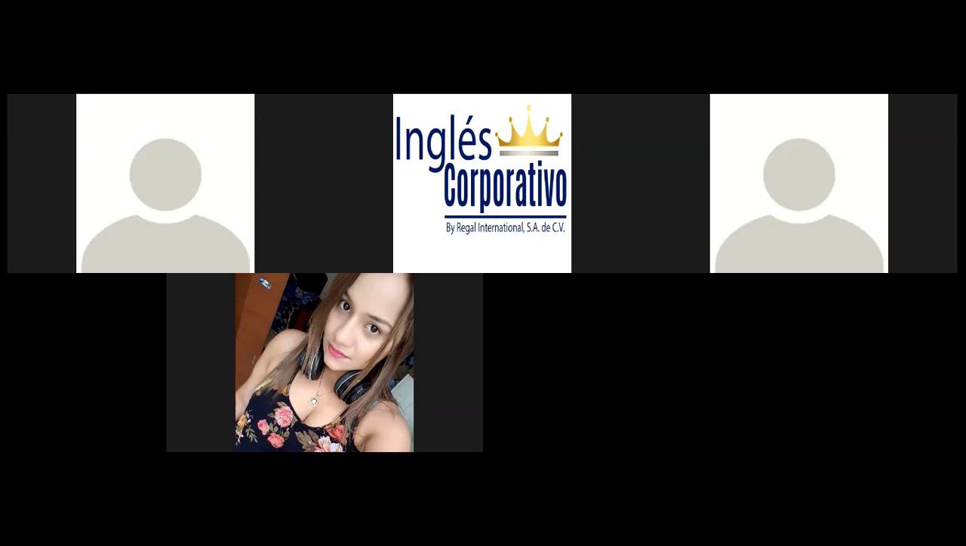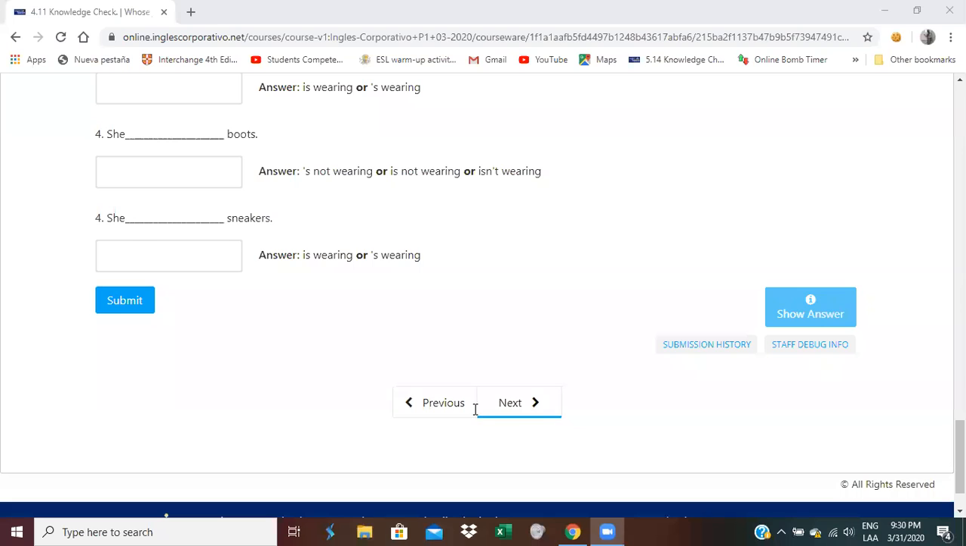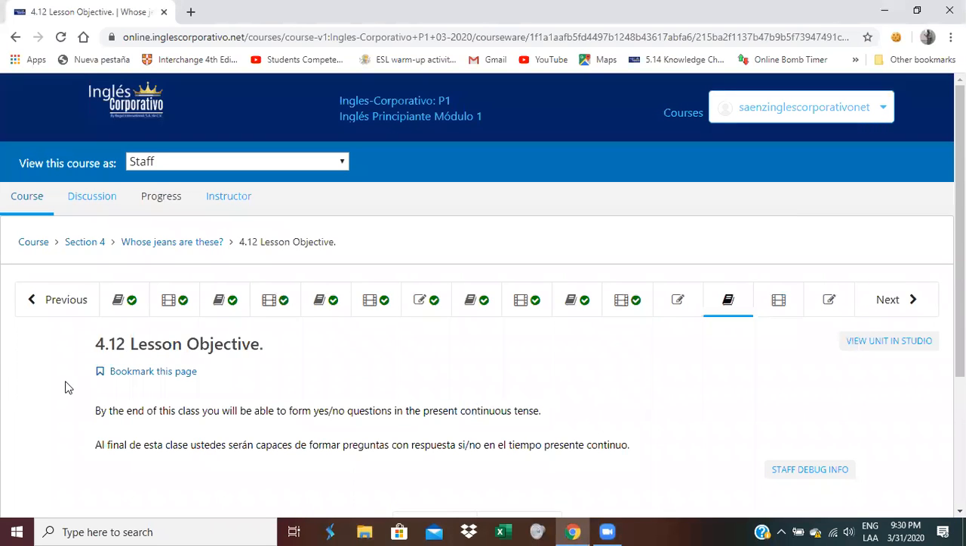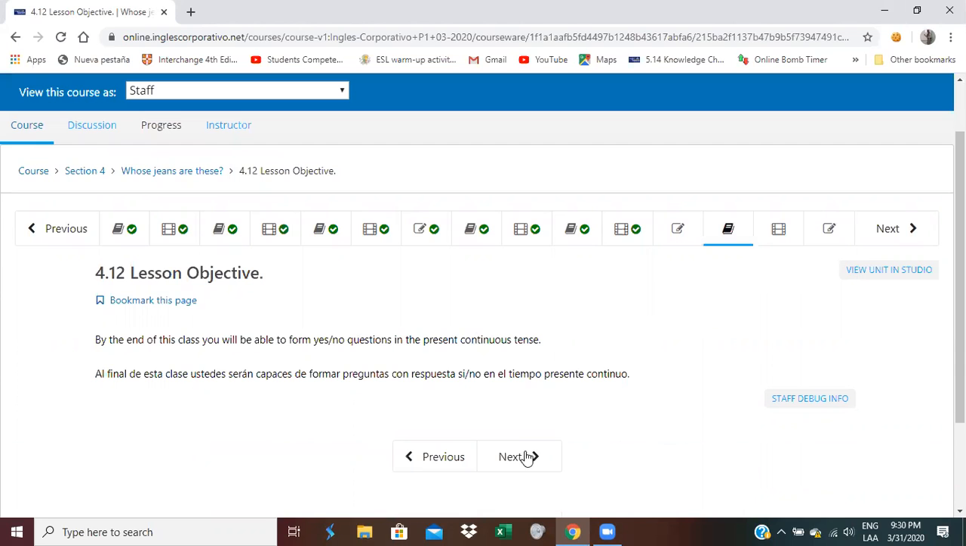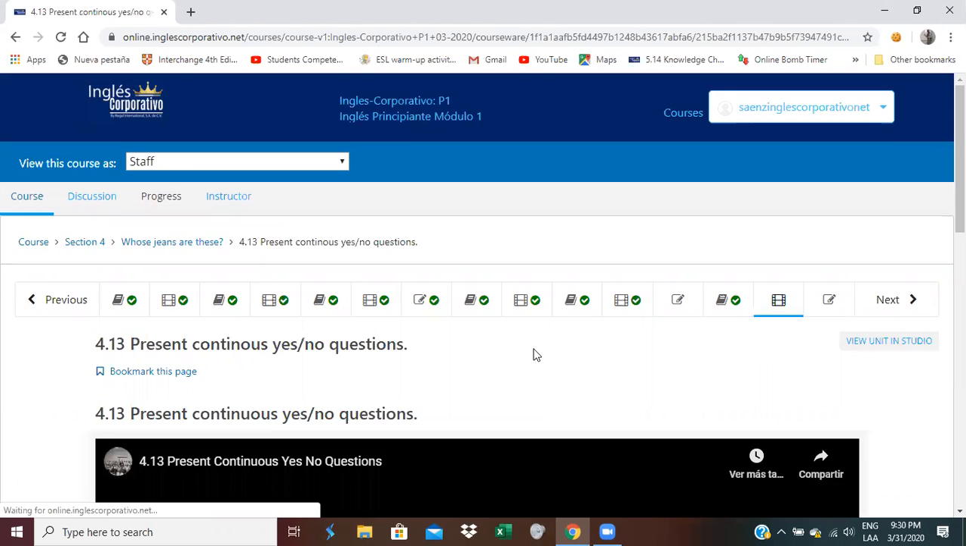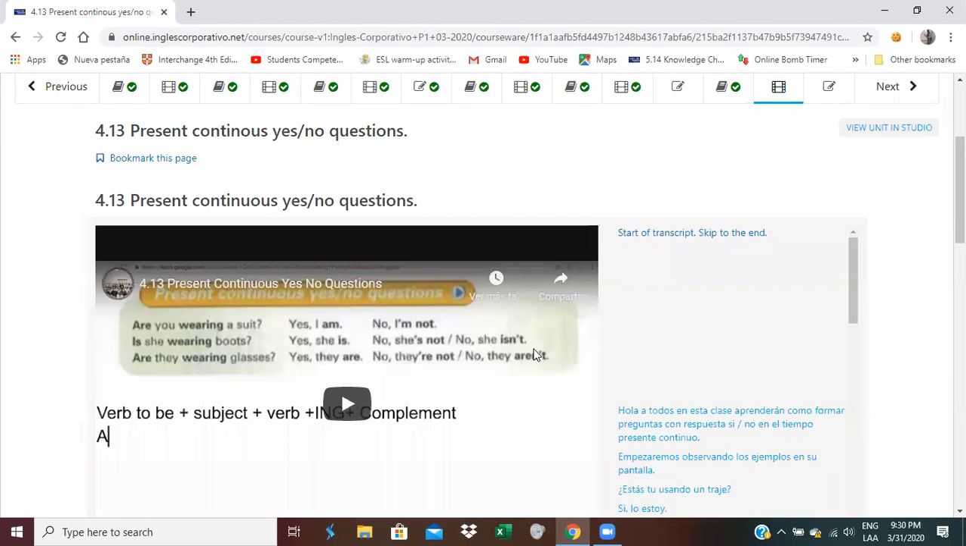All right, ladies and gentlemen. Is everybody finished? Yes. Yes, teacher. Okay, let's go to the next section, ladies and gentlemen. 4.12, lesson objective. By the end of this class, you will be able to form yes-no questions in the present continuous tense. Al final de esta clase, ustedes serán capaces de formar preguntas con respuestas sí y no en el tiempo presente continuo. Veamos, presente continuo. Escuchamos el video.